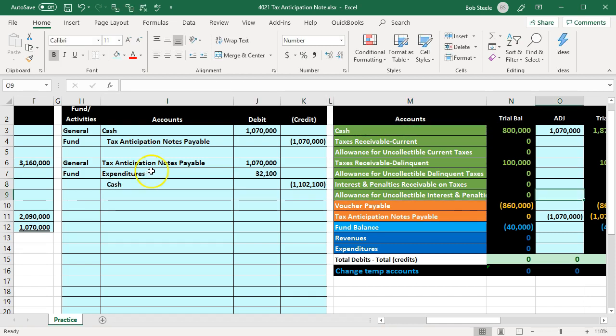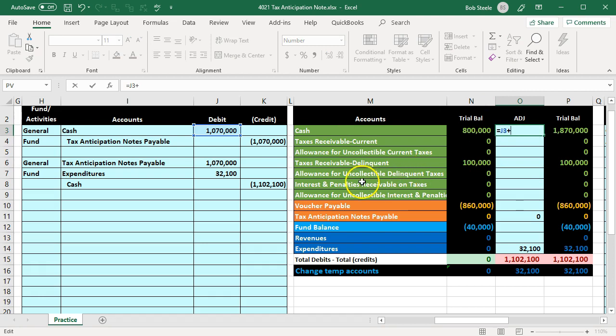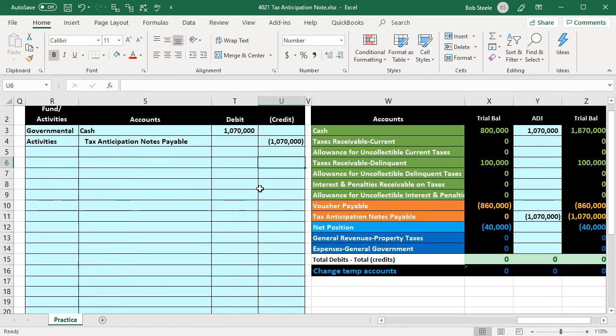So let's go ahead and post this out. So we got the tax anticipation note. It's going to go back down because we're paying it off 6 months later. Short-term note here. That's going to go back down to 0. And then we've got the expenditure. So we have the expenditure equal to the 32.1 and the cash going back down. So there we have that, and we'll do the same thing in essence for the government-wide, although we're going to call the expense account expenses now because we're on a full accrual basis rather than the modified accrual.